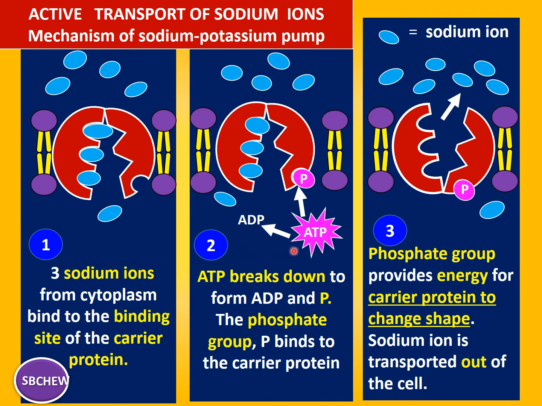Next, ATP in the cell breaks down to form ADP and P, the phosphate group. The phosphate group then binds to the carrier protein in order to provide energy to it. In the third stage, the phosphate group has provided the energy for the carrier protein to change shape. So it will change shape and face the external environment or the extracellular fluid. In this way, the sodium ions can be released from here and they are transported out of the cell.